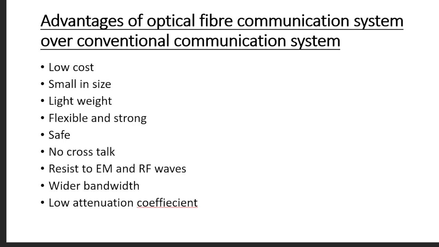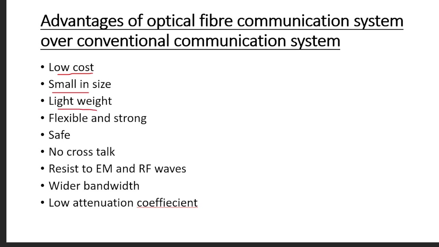Now the next point is the advantages of the optical fiber communication system over the conventional communication system. The first advantage is that optical fiber is low cost. That means the manufacturing cost of fiber is low. The optical fiber is made up of silicon oxide, or silica, and it is the most abundant material on the earth. The second advantage is small size. The cross section of the optical fiber is very small, in a few hundred microns, hence fibers are less bulky. The next advantage is light weight.